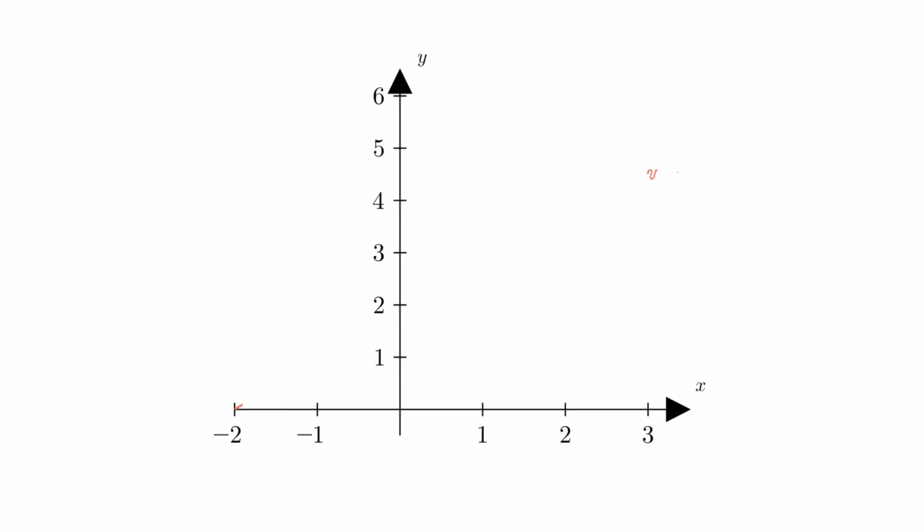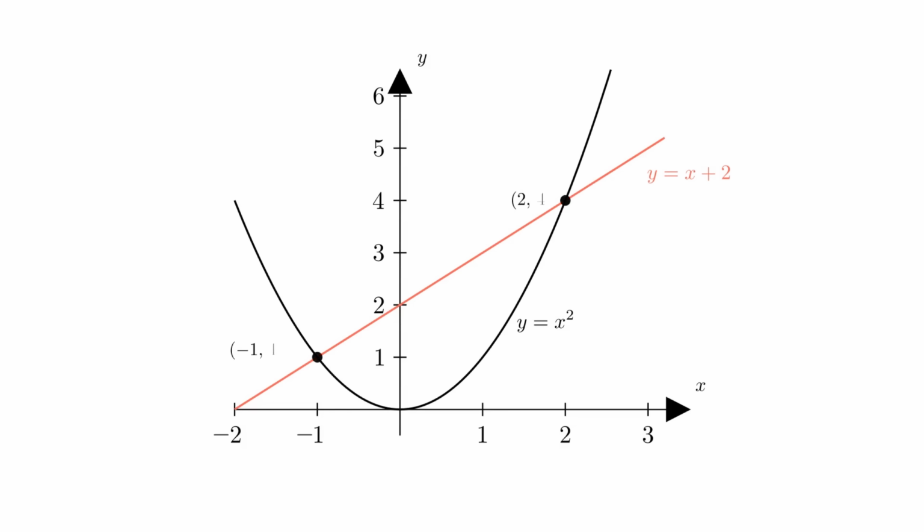Area between curves. You've got 2 functions, one on top, one on bottom, and you want the area of the region between them. The formula is the integral from a to b of the top function minus the bottom function. For example, if the top curve is x plus 2 and the bottom is x squared, you integrate x plus 2 minus x squared between the intersection points.